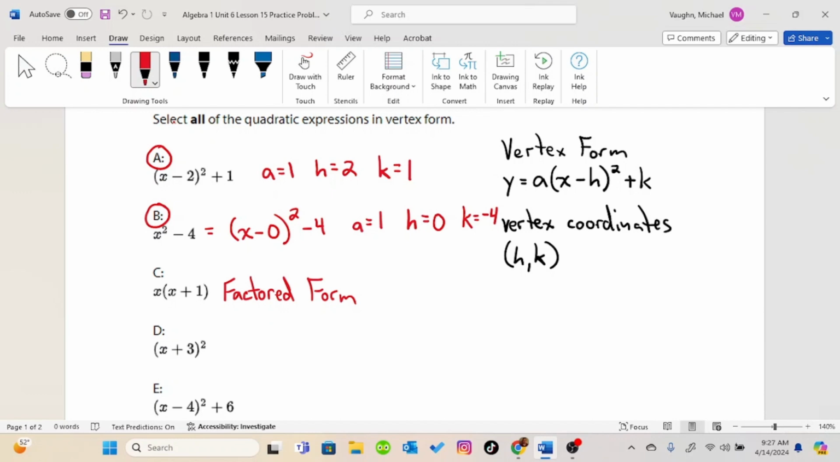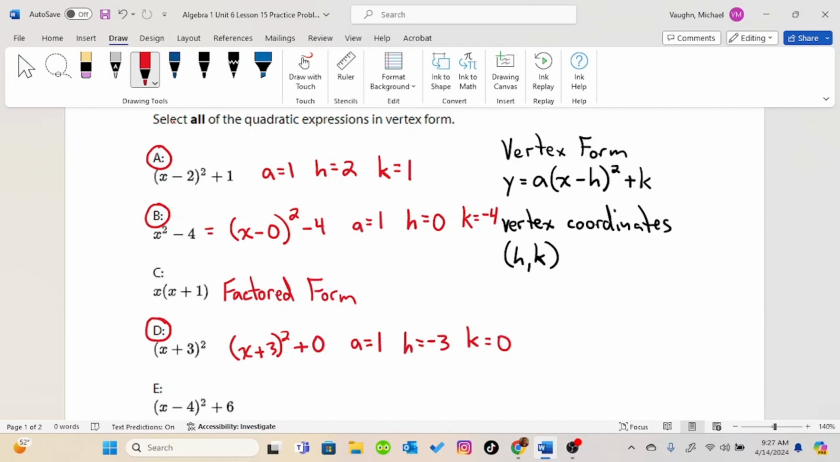In D, it might help you if you thought of this as x plus 3 squared plus 0. Now you might be able to see that this is in vertex form, where a is understood to be 1, h is negative 3, because if you subtract a negative, it becomes addition, and k equals 0. So this is actually in vertex form.